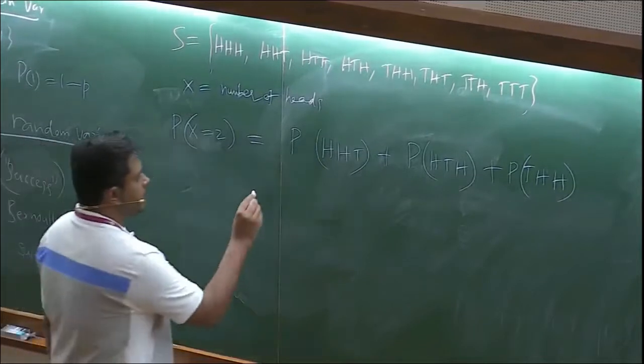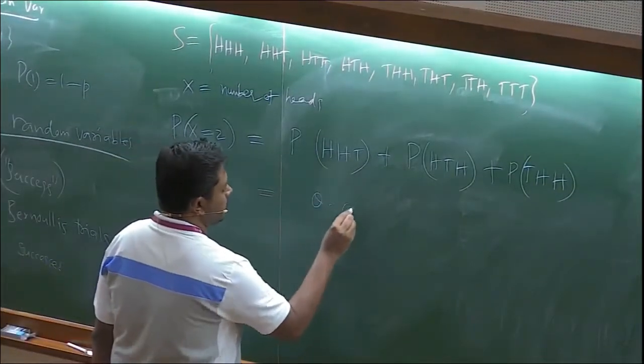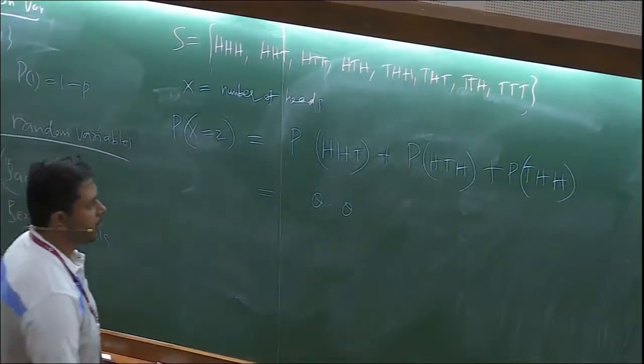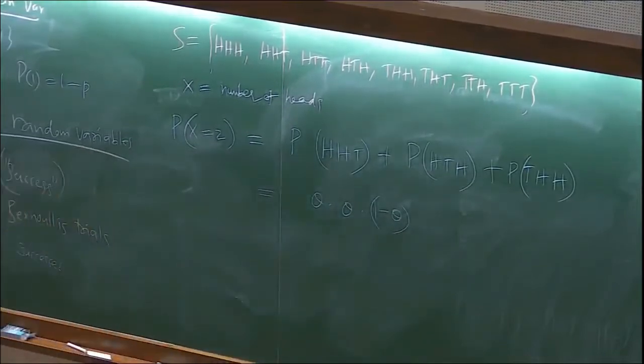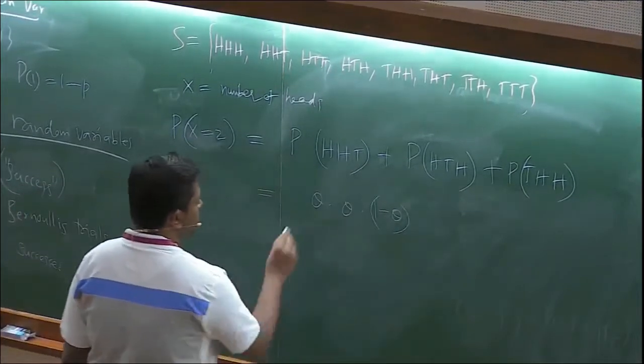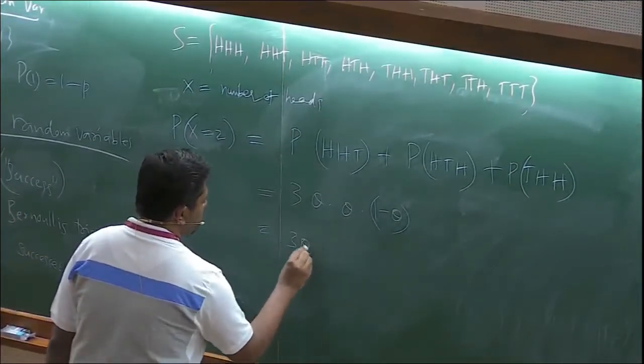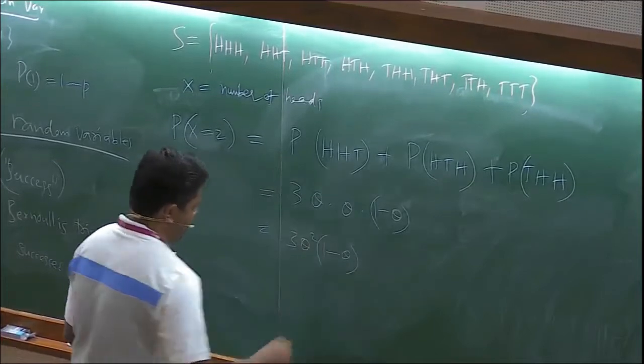So what's the probability of obtaining 2 heads? Theta into theta. And what's the probability of obtaining a tail? 1 minus theta. Is that clear? And that's the same for all 3 events. So therefore, you get 3 theta squared into 1 minus theta.